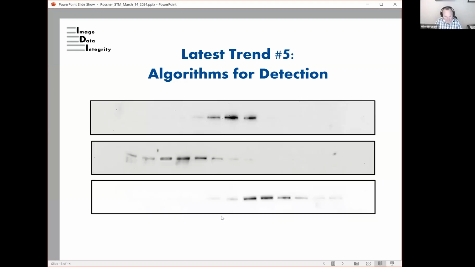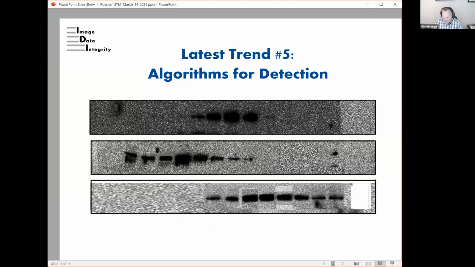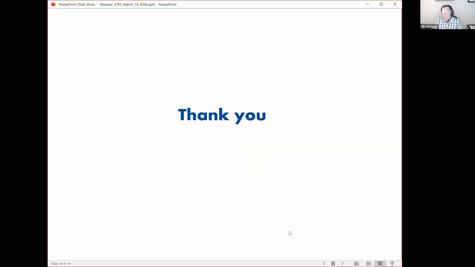And this is my favorite example of image manipulation. Simple contrast adjustment shows a nice splice here, a nice copy paste here, and even wholesale erasing here. Software does not pick that up. That's important for you to keep in mind if you're using that software. Thanks very much.